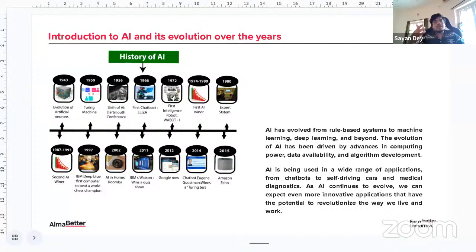So it is basically making machines intelligent. It's writing a series of instructions, a series of rules, and we are making machines intelligent in a certain way. That's the idea behind what AI is basically all about.